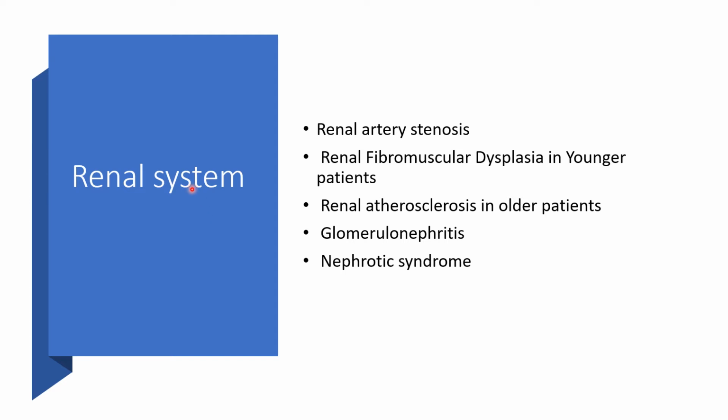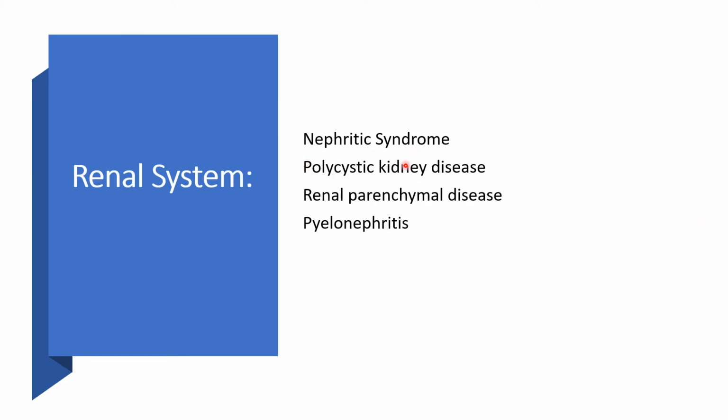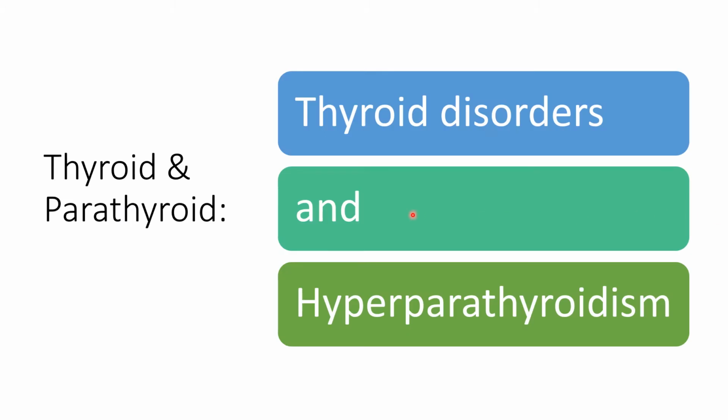I will go and check the renal system. Is it renal artery stenosis, renal fibromuscular dysplasia in younger patients, or renal arteriosclerosis in older patients? Is it glomerulonephritis or nephrotic syndrome? Is it nephritic syndrome or polycystic kidney disease, renal parenchymal disease, or pyelonephritis? Am I dealing with trouble with the thyroid and parathyroid glands? Thyroid disorders like hyperthyroidism, thyrotoxicosis, or hyperparathyroidism? What is the value of the calcium telling me?